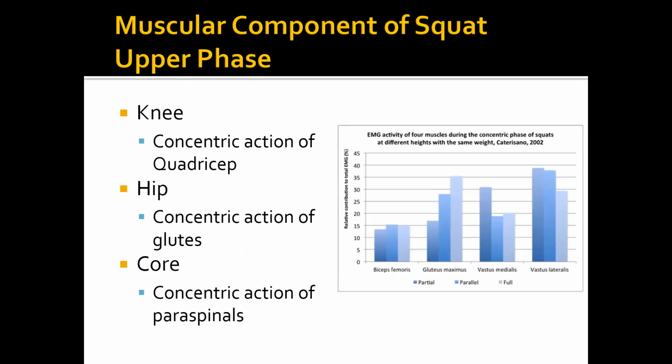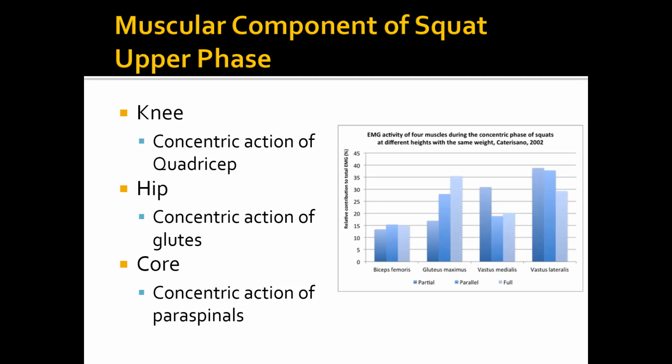The upward phase, and here's your EMG report again with partial, parallel, and full. When you look at the upward phase, we want to lock out to the top. And if you can see, when you do a full lockout in the upward phase, which is not going to hurt anyone's joints, you get great gluteus maximus activation. So we definitely want to cue someone to come all the way up to the top.